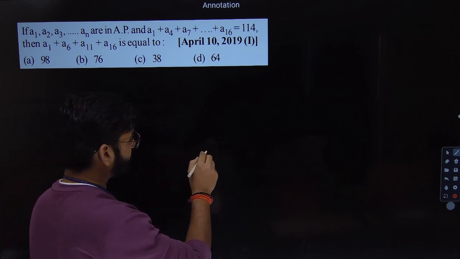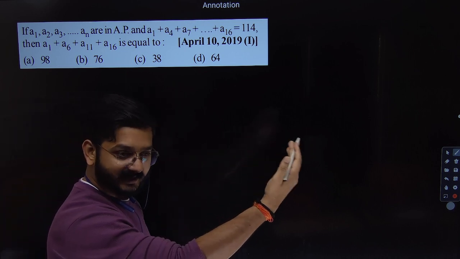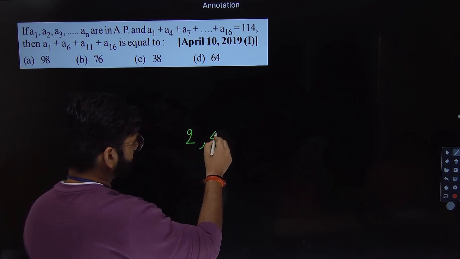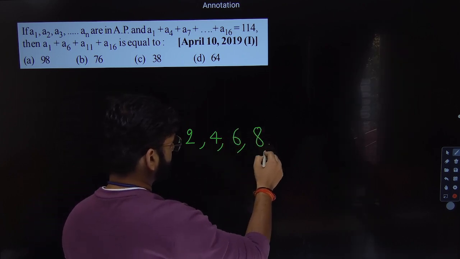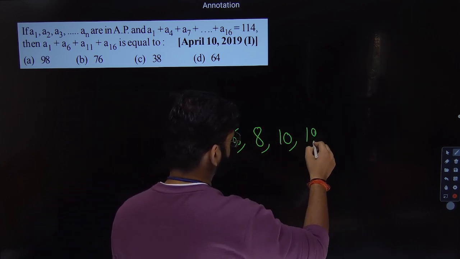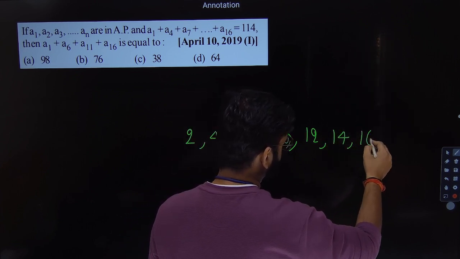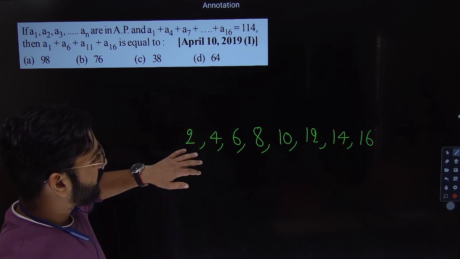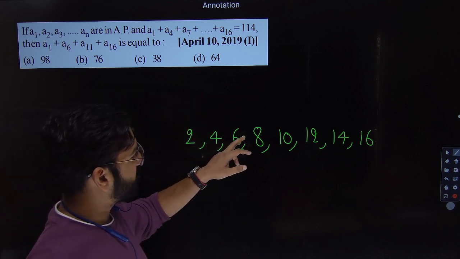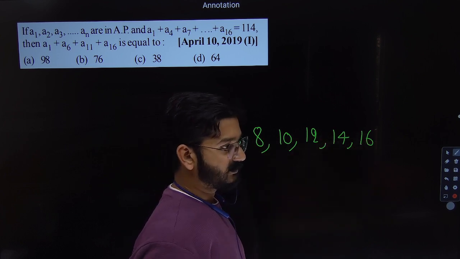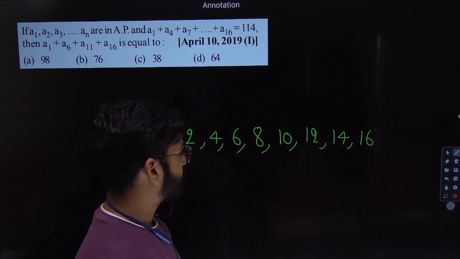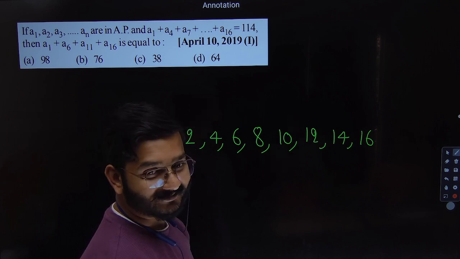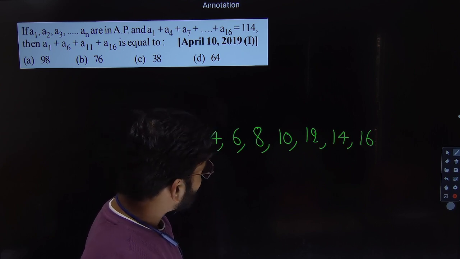All of you see on the board, suppose you have a few terms in AP. Let's take the terms 2, 4, 6, 8, 10, 12, 14, 16. So you have these terms in AP. How many terms are there? 1, 2, 3, 4, 5, 6, 7, 8. 8 terms are there.